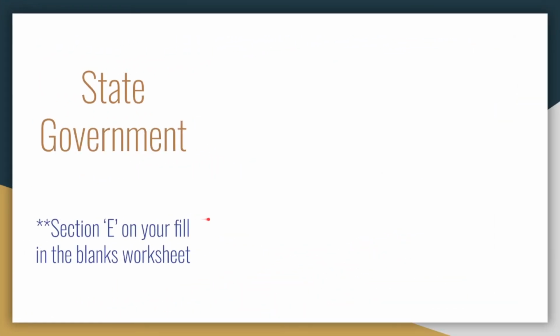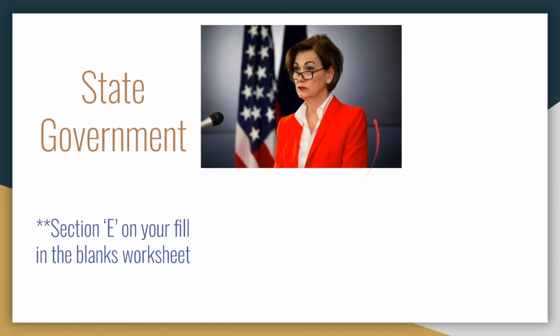And finally, we ended session 4 with a little bit about state government, which is section E on your worksheet. We talked about how states have their own government and their own constitutions. And while the president is the leader of the country, a governor is the leader of the state. Kim Reynolds is the governor of Iowa. She made history by being the first female governor in Iowa's history.